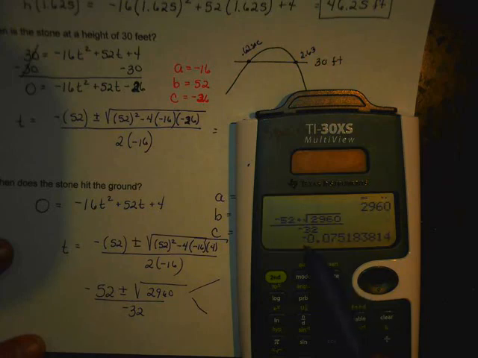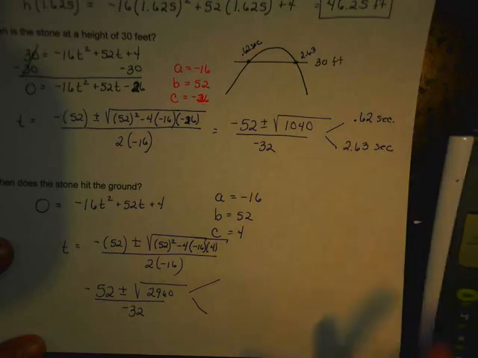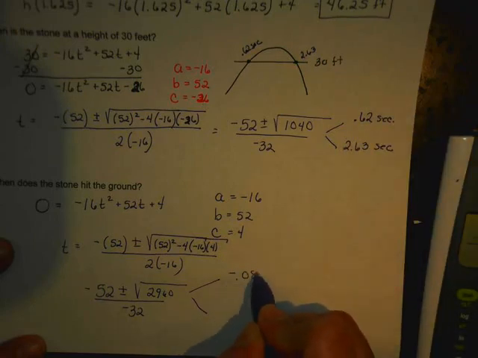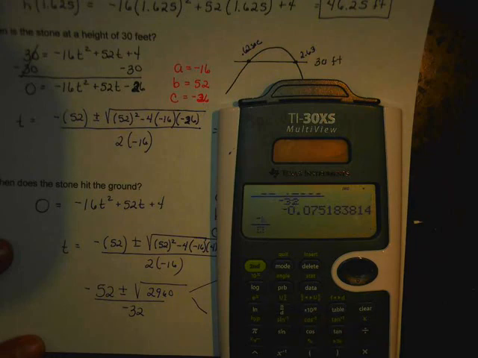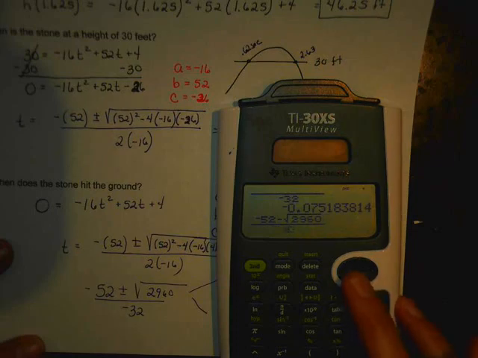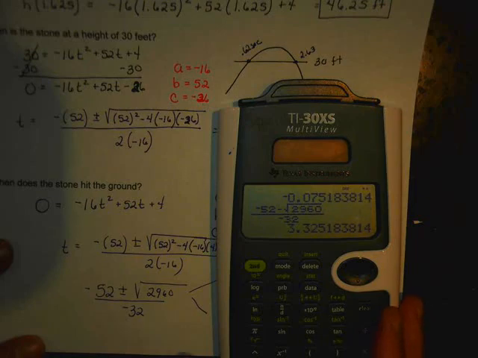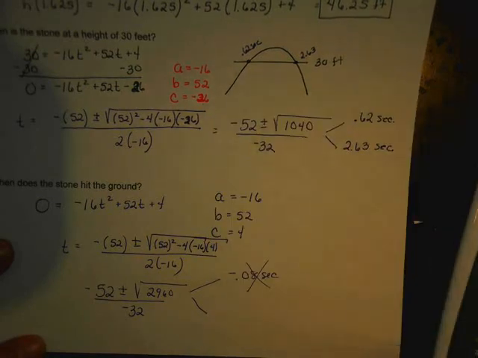All right, you can't have a negative time, right? So it says negative 0.08 seconds. That makes no sense, right? You can't have a negative time. So let's do the negative one. So negative 52 minus square root 2960 all over negative 32. So 3.33 seconds. And that makes sense, right?